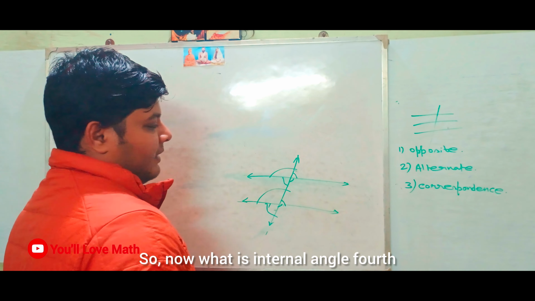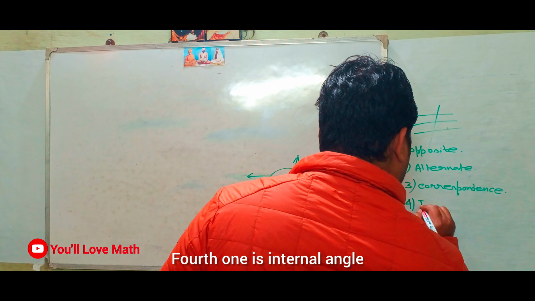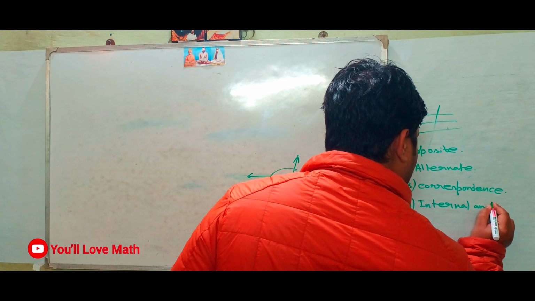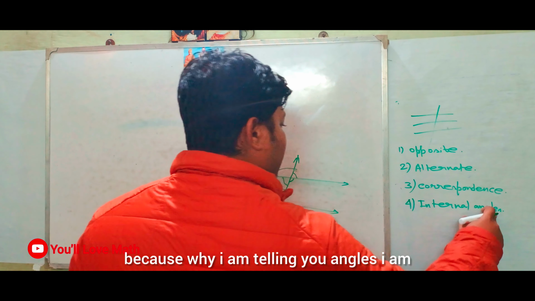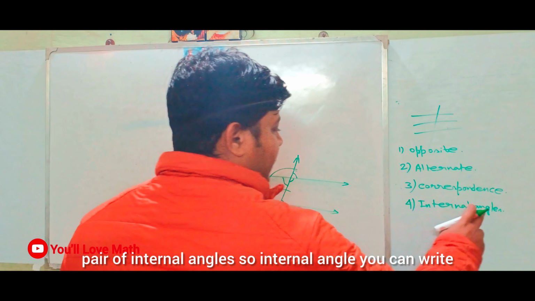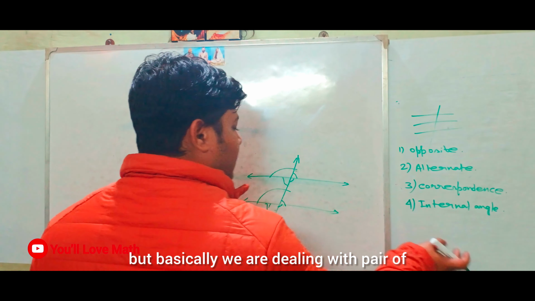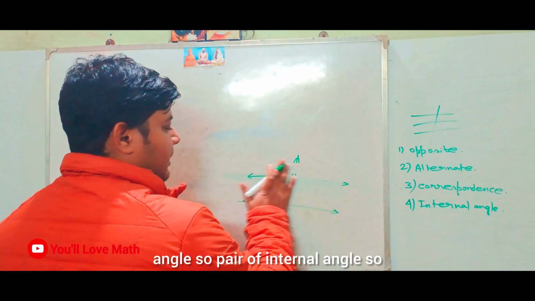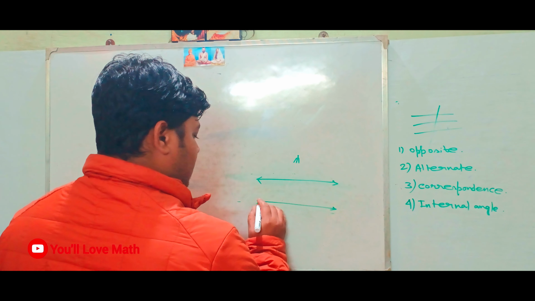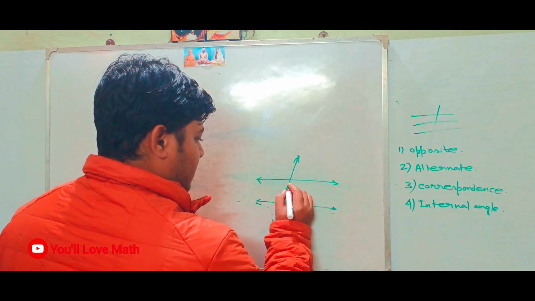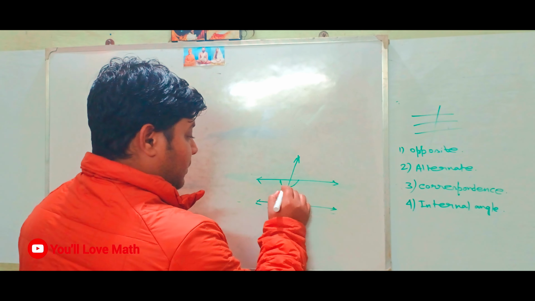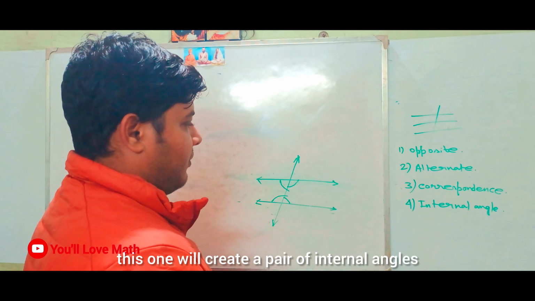Now what is internal angle? Fourth one is internal angles. I say angles because we are basically dealing with pairs of internal angles. So what will be the pair of internal angles? This one and this one will create a pair of internal angles. This one and this one will also create a pair of internal angles.